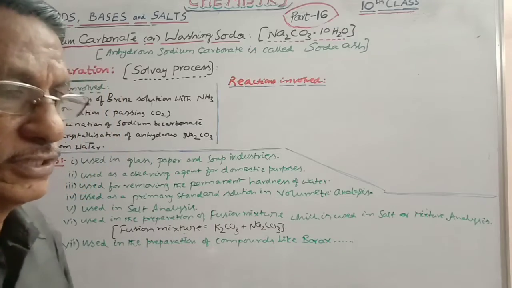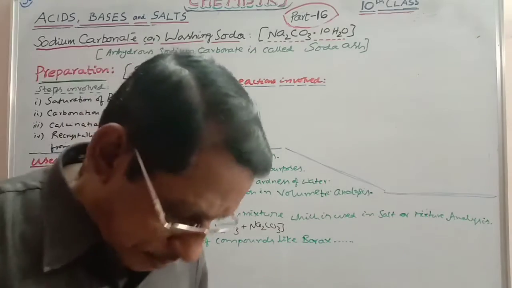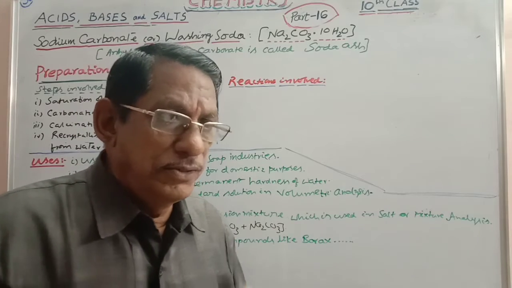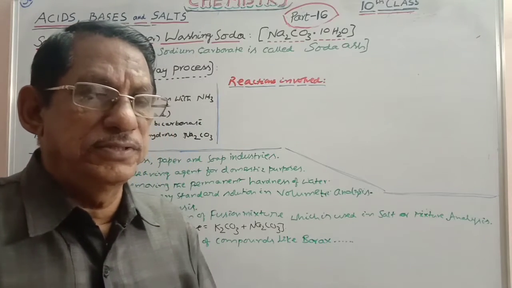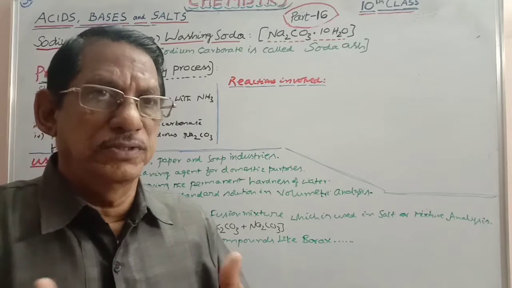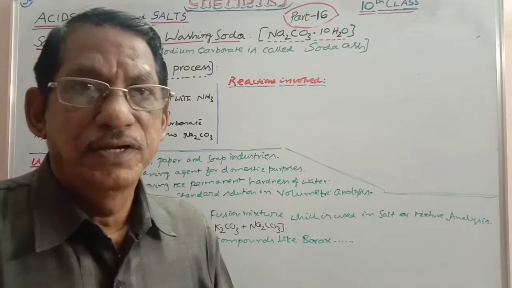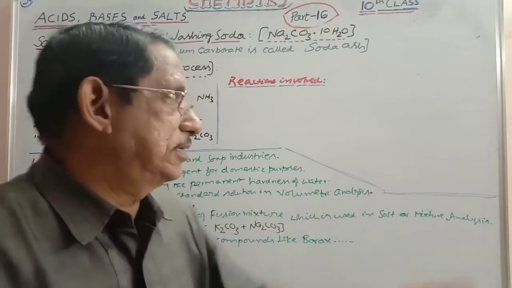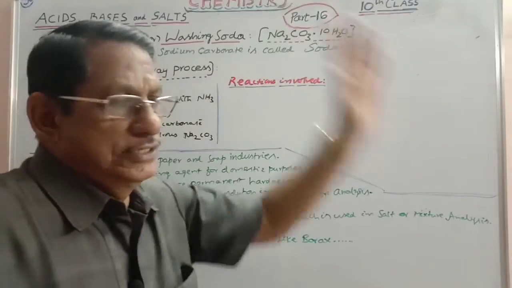First of all, this involves the preparation of sodium bicarbonate, which is called baking soda. You have to separate the baking soda, then it is subjected to heating. Thereby you will get anhydrous sodium carbonate. Anhydrous sodium carbonate is then recrystallized from water. You will get Na2CO3·10H2O.